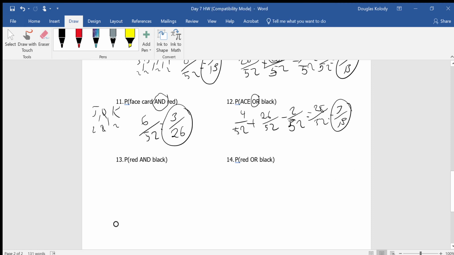All right, so red and black. If you draw one card from a deck, can that card be both red and black at the same time? No, that's impossible. Probability is 0.